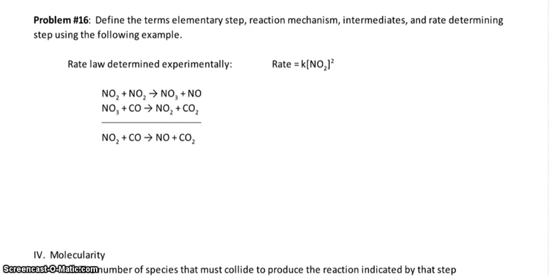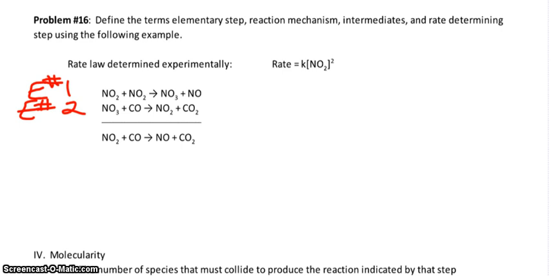So what's the elementary step? Each of these equations is one. So those are your two elementary steps. The reaction mechanism, again, is the series, the total number of steps it's going to take to give you the overall balanced equation. So it's really the sum of elementary step 1 and elementary step number 2. That would be the reaction mechanism to get us our final balanced equation.